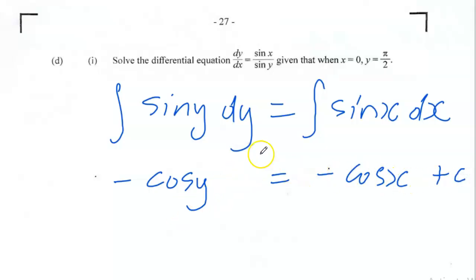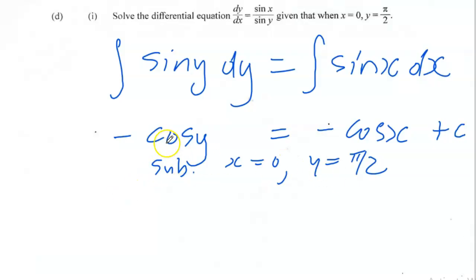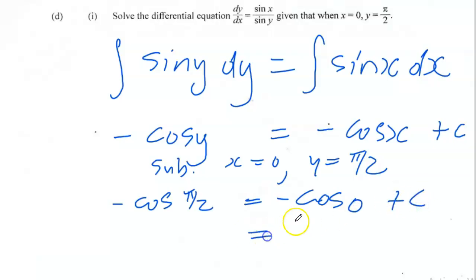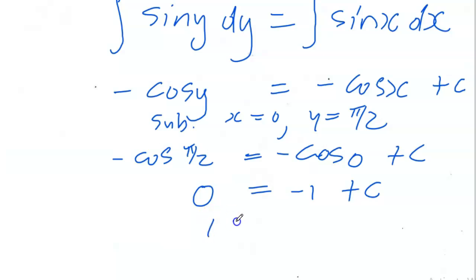Now we are told that x is 0 when y is pi over 2, so we substitute x equals 0 and y equal to pi over 2. That's 90 degrees, alright. So replace y with pi over 2, replace x with 0, so it's minus cos 0 plus c. Now cos 0 is 1, so that's minus 1 plus c. And cos pi over 2, that's cos 90, that's 0. Cos 90 is 0, right? So transposing, c is equal to 1.